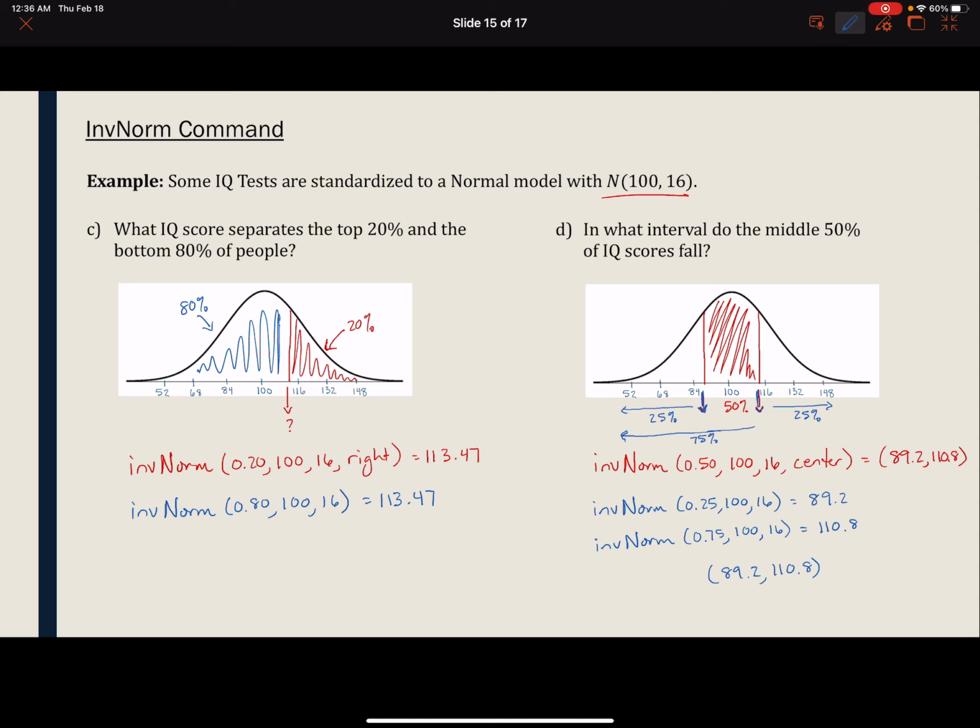Okay, so I'm going to do one more example where I change the scenario up and we mix up the normal CDF and inverse norm command.